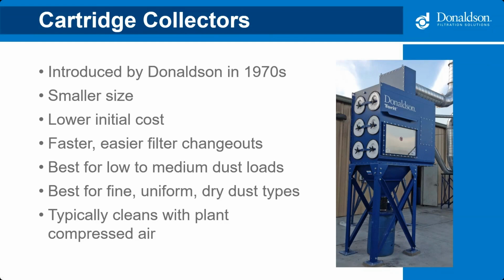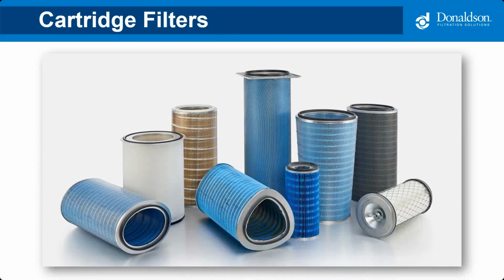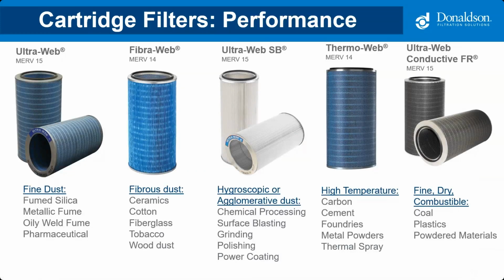Cartridge collectors typically utilize a pulse jet cleaning system that uses compressed plant air. Cartridge collectors use cartridge filters, and they come in various sizes and shapes depending on the type of collector. There are different media types for different applications. These are just a few of ours. It's important to specify the right one that will work best for an application.